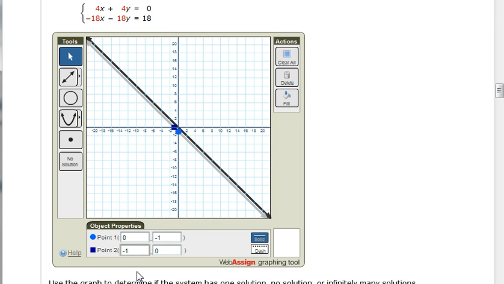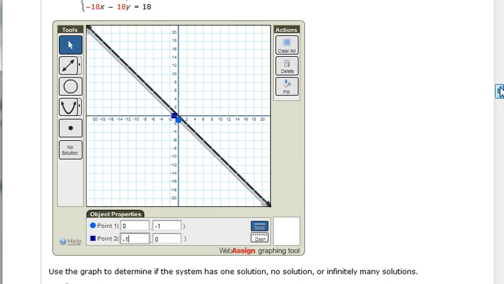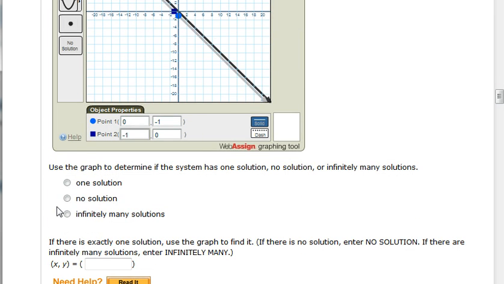And these two lines appear to be parallel to each other. You'll notice that if you solve each of them for y, their slope is going to be negative 1. So although they are extremely close together, they do not intersect, so there is no solution.